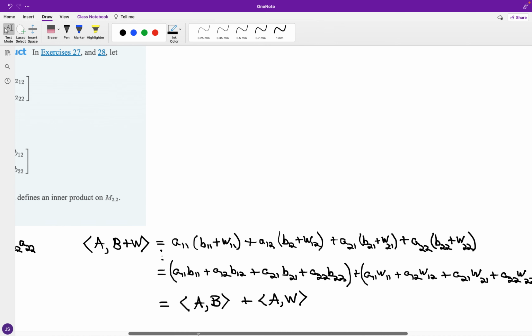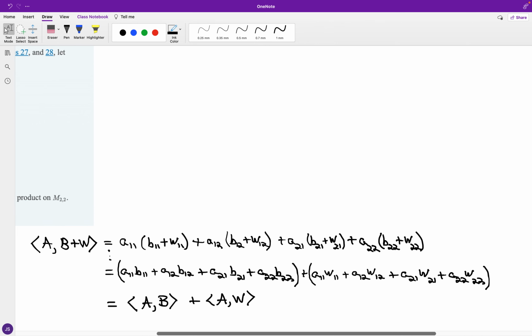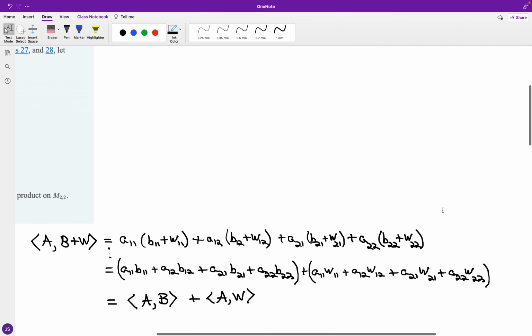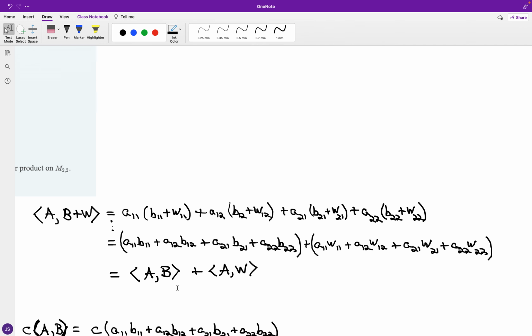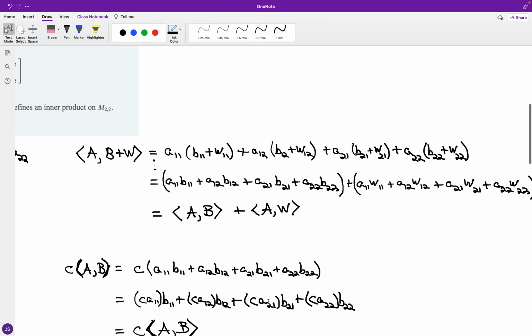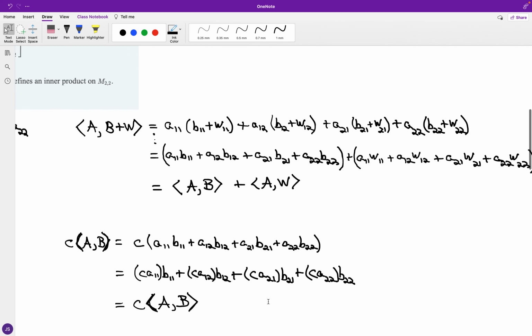And with the second, if I have A and B plus W, what's going to happen here is I have the distribution of A sub 1 1 over B sub 1 1 plus W sub 1 1, and do the same thing for the subscripted 1 2, 2 1 and 2 2 combinations. Combining the A and B pairings as well as the A and W pairings, these translate to the sum of the inner products of A and B and A and W. So the second axiom would be satisfied.